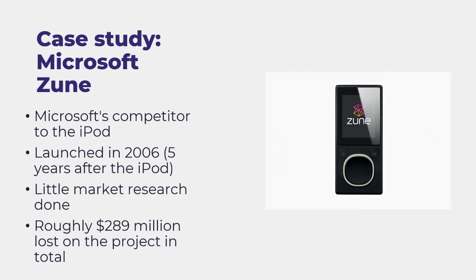You could store your movies and shows directly on your Microsoft Zune. But the problem was, as it says there, it launched 5 years after the iPod. So why would that be a problem? I mean, the Zune had better specs, it had more features. So who cares if it launches 5 years after the iPod? It's a better product at a similar price point. Why wouldn't people just jump straight to the Zune?